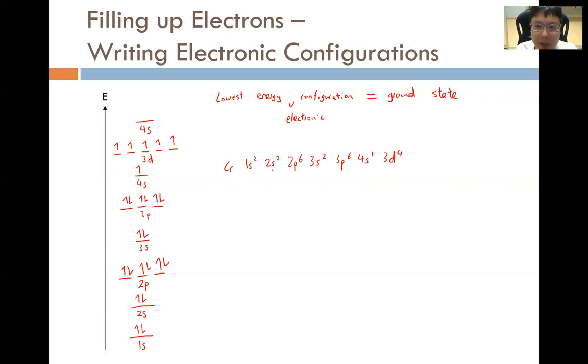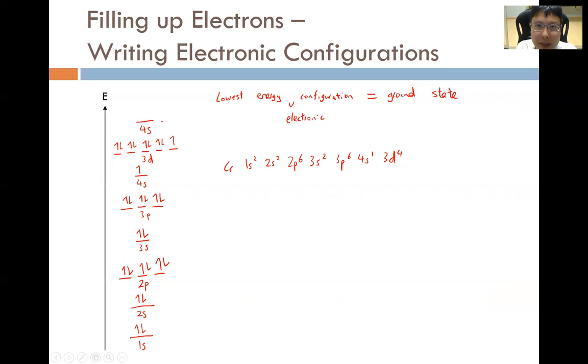And I'd just like to remind you of this notation. 1s2 basically means that there are 2 electrons in the 1s orbital. And for 2p6, it means that there are 6 electrons in the 2p orbitals. Moving on, fill in the next electron, the next electron, the next electron, and the next electron.